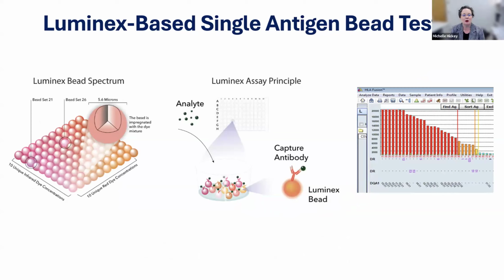Each of these beads is also charged with a certain amount of dye. And when we mix the patient's serum with the bead, the antibody in the patient's serum will bind to the bead and then be detected by a secondary detection reagent in Luminex. The raw data looks like what you see there on the right. Each bar is the reactivity of an antibody to one single bead, and some in this case are very strong and others are weak and others are negative.